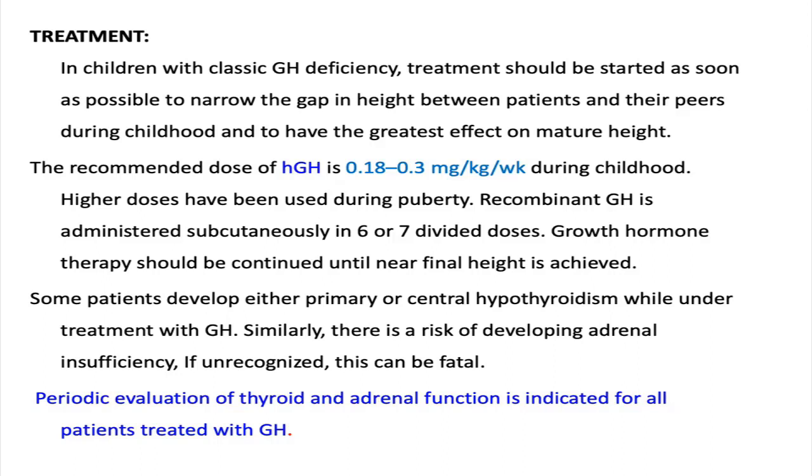The recommended dose of growth hormone is 0.18 to 0.3 milligram per kg per week, not per day, during childhood. Higher doses have been used during puberty. Recombinant growth hormone is administered subcutaneously in 6 or 7 divided doses, always 7 divided doses; we don't have an off day. Growth hormone should be continued until near final height is achieved. When the final height is achieved and there is closure of the epiphysis, we stop the growth hormone.